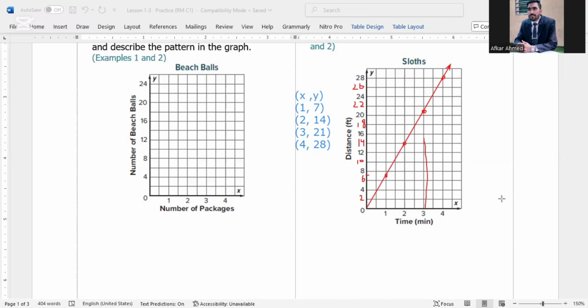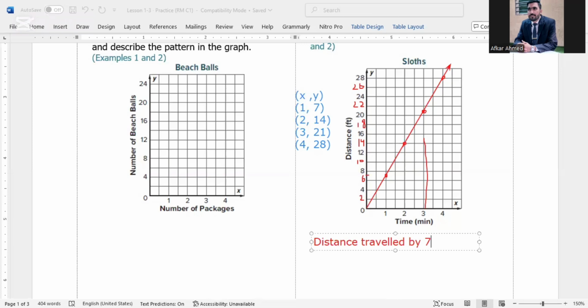We generate the set of ordered pairs. We write the graph, and the third one is to write the relationship between the time and distance. So we can say that the distance traveled, by how many feet, is increasing for 1 minute: 7.